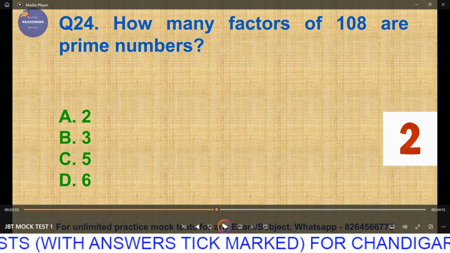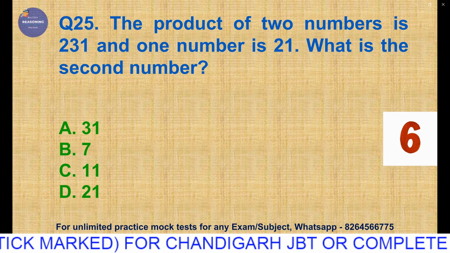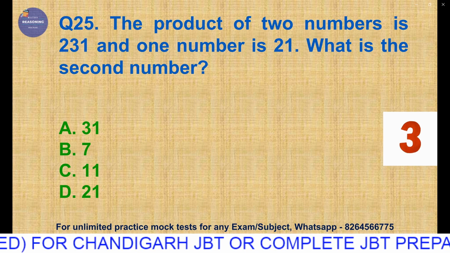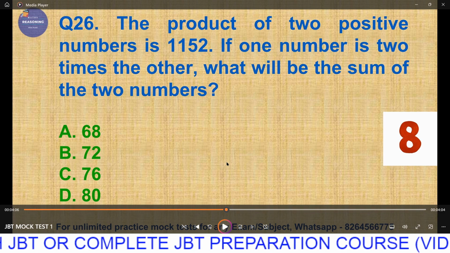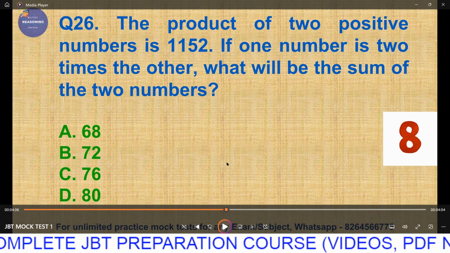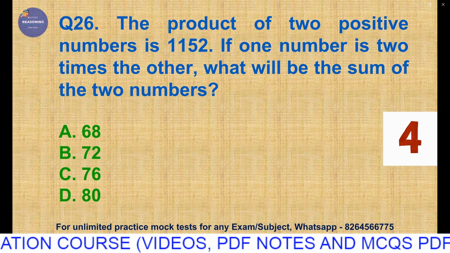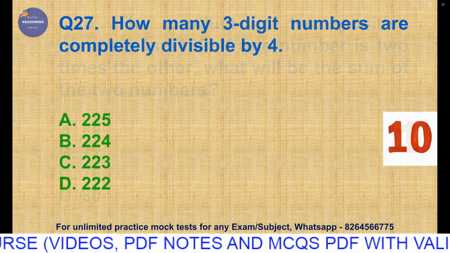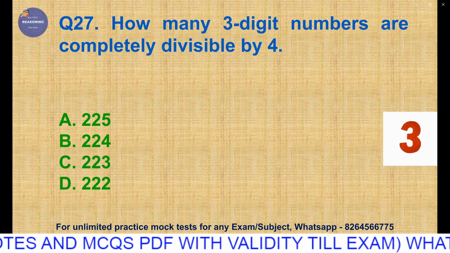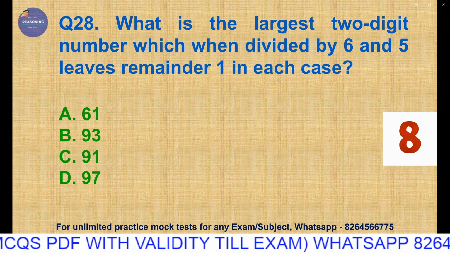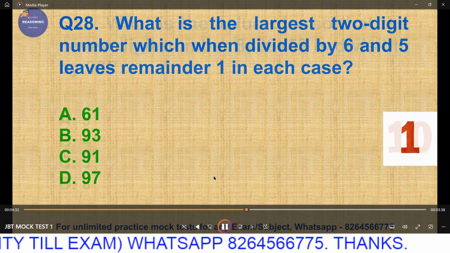How many factors of 108 are prime numbers? The product of two numbers is 231 and one number is 21. What is the second number? The product of two positive numbers is 1152. If one number is two times the other, what will be the sum of the two numbers? How many three-digit numbers are completely divisible by 4? What is the largest two-digit number which when divided by 6 and 5 leaves remainder 1 in each case?